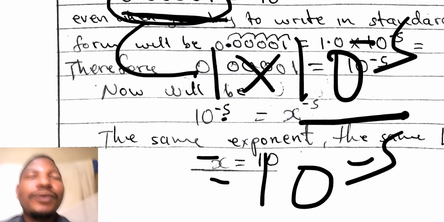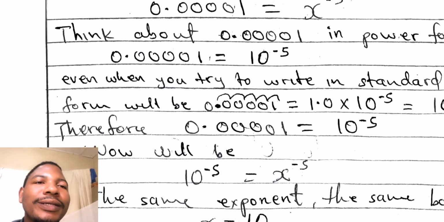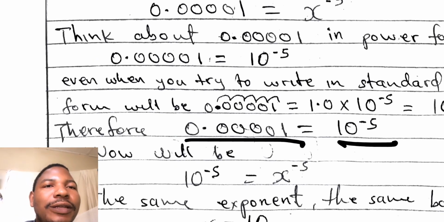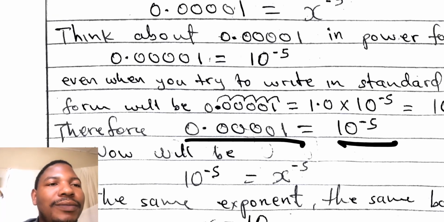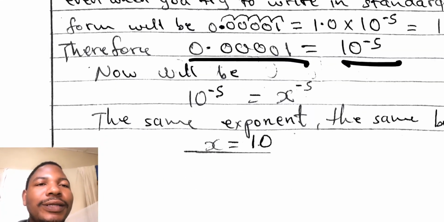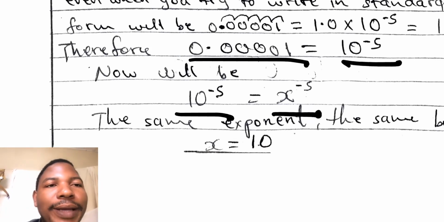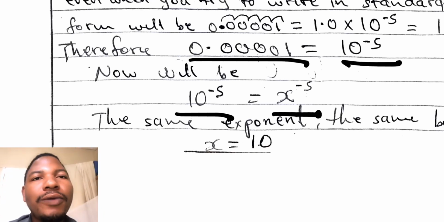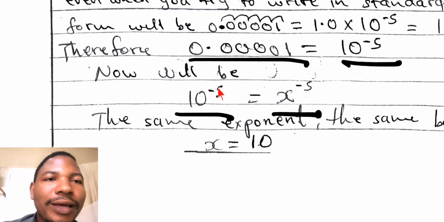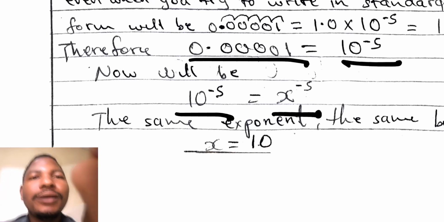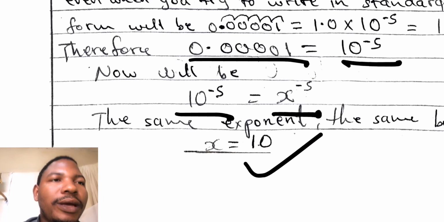That's why instead of writing this, you can write 10 exponent negative 5, because 10 exponent negative 5 times 1 still will be 10 exponent negative 5. So now 10 exponent negative 5 will be equal to x exponent negative 5. So the same base, the same exponent as usual. For this case, we have the same exponent, so we must have the same base. This means x equals 10. It is true, x equals 10 there.